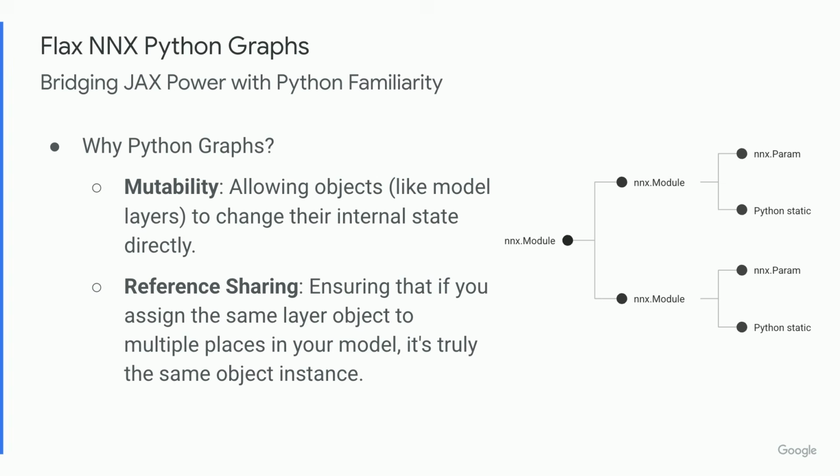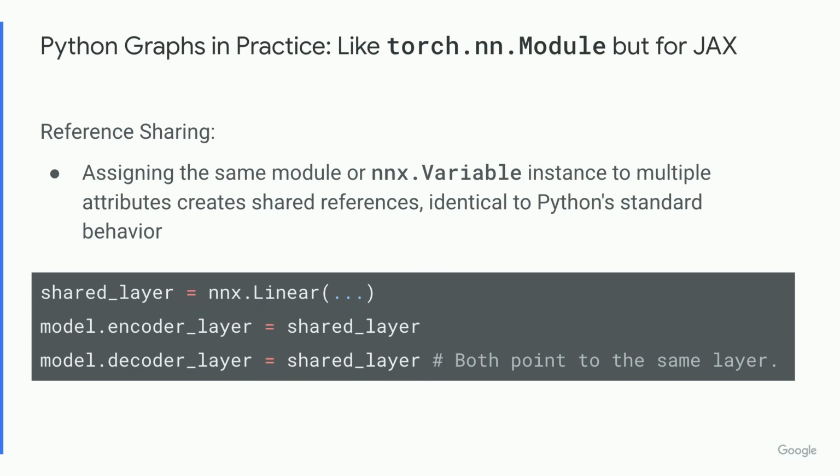And as mentioned, reference sharing works exactly as you'd expect in Python. If you create a layer or a parameter value and assign it to multiple attributes or parts of your model, they all point to the very same object in memory. This is essential for patterns like weight sharing, and Python graphs handle it naturally. Here's an example which demonstrates reference sharing exactly as you'd expect in Python.